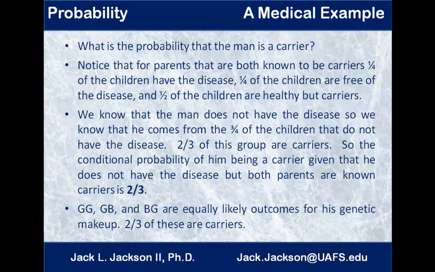So in other words, the outcomes good-good, good-bad, bad-good, and bad-bad for his genetic makeup are equally likely, and 2/3 of these are one good and one bad, which is a carrier. Notice we have some given information that he doesn't have the disease. So that means that we've eliminated the possibility of bad-bad.